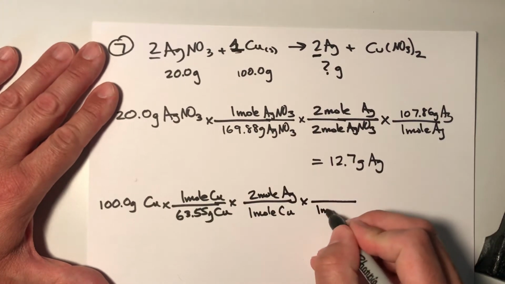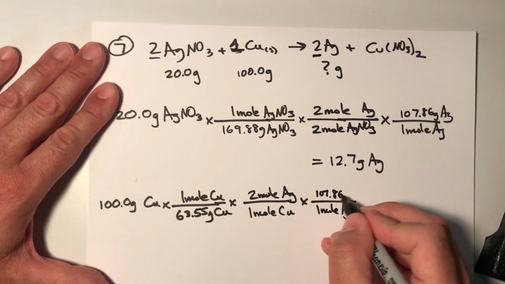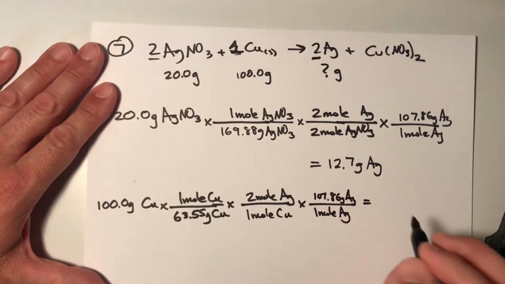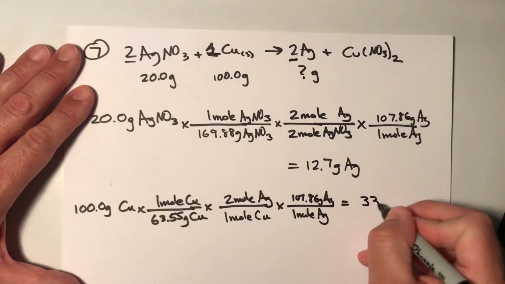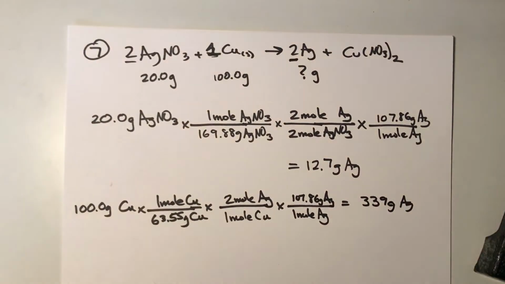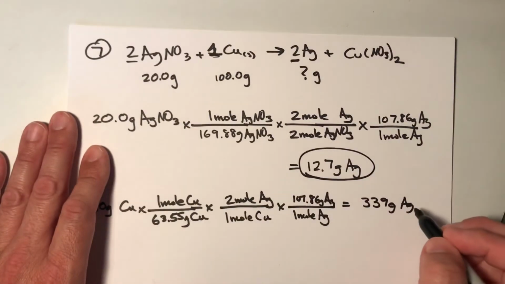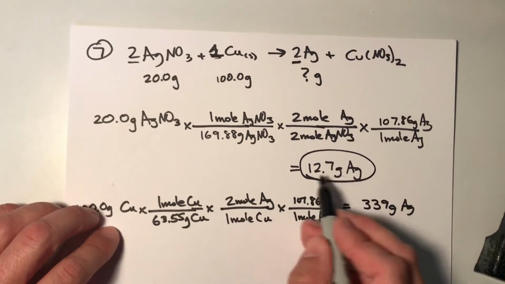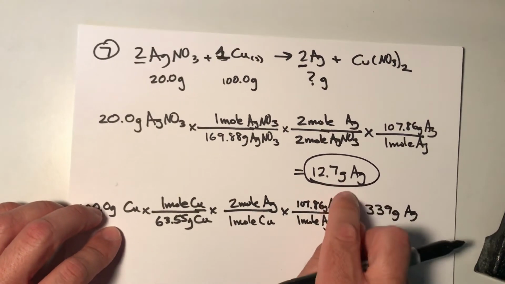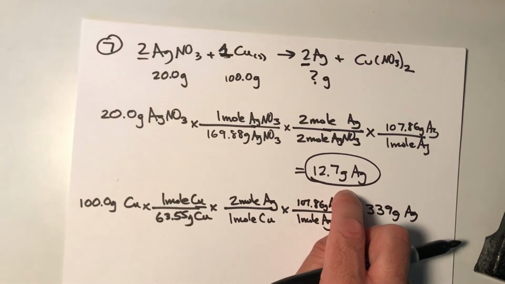And now we're going to go back to grams. 1 mole of silver is 107.86 grams of silver. And that gives us a whopping 339 grams of silver. Now, if we have these 2 possibilities, it's the smaller one that will actually result. Because at the point that 12.7 grams of silver have been produced, all 20 grams of silver nitrate are used up. And at that point, the reaction is going to come to a stop.